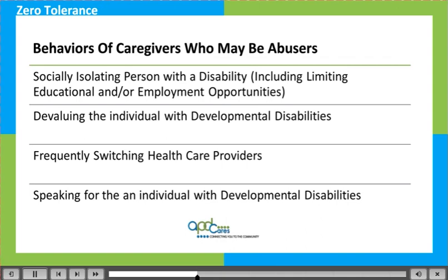Behaviors of caregivers who may be abusers can include socially isolating the individual with a disability, including limiting educational and/or employment opportunities, devaluing the individual with developmental disabilities, frequently switching healthcare providers, speaking for the individual with developmental disabilities.